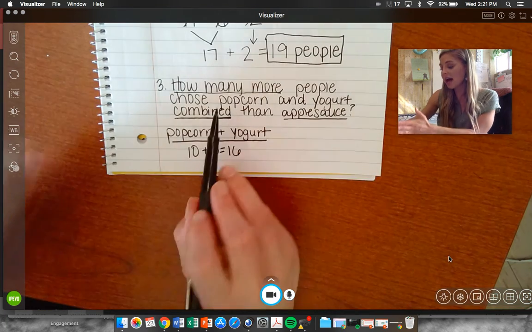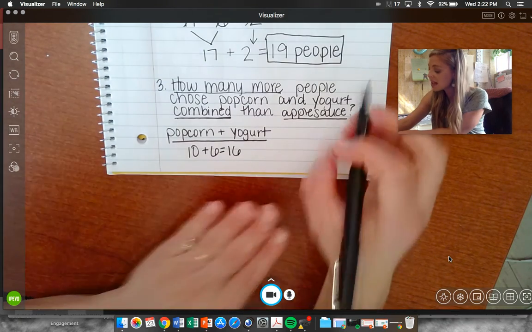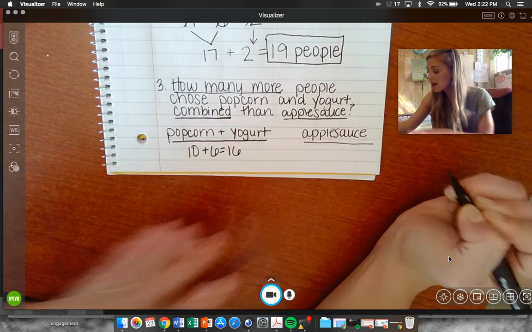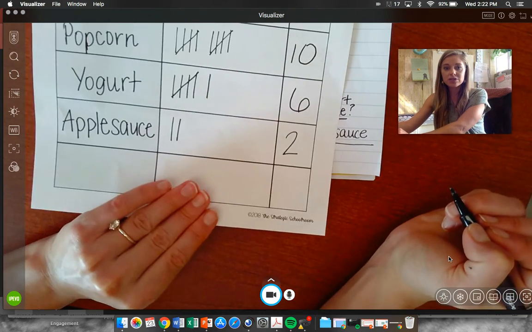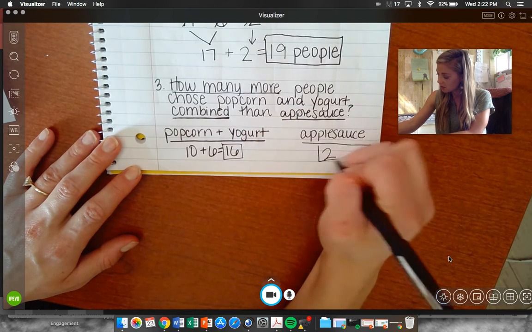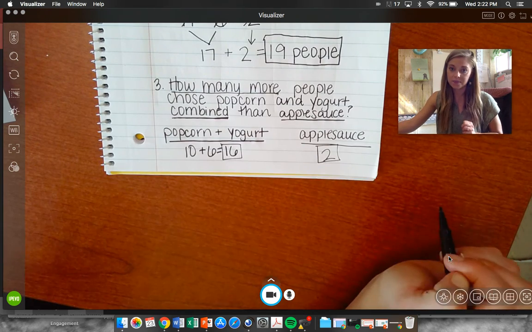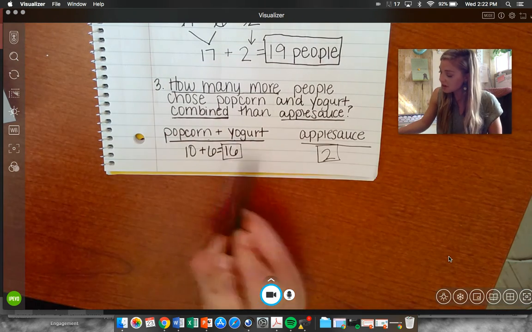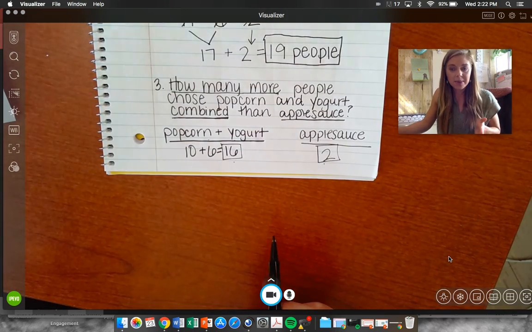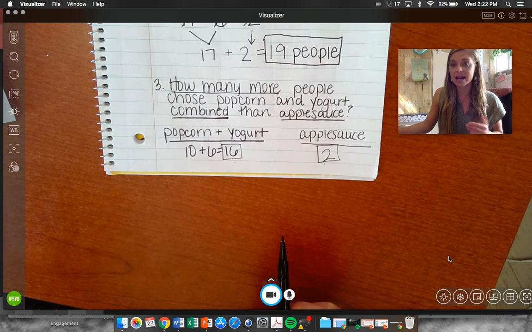But I'm trying to figure out how many more people chose popcorn and yogurt combined than just applesauce by itself. And if you remember, applesauce had only 2 votes. Now, we're not done yet. We have to do the how many more part now. So how many more is 16 than 2? How many more means to subtract. So I have to subtract those numbers.